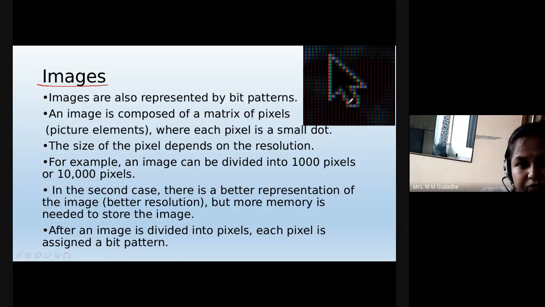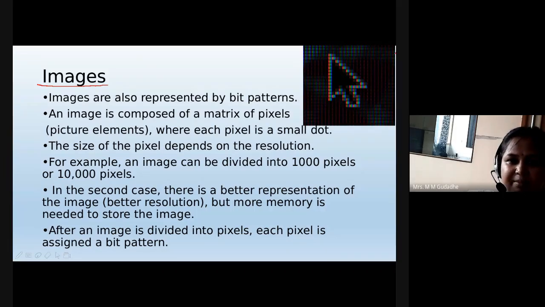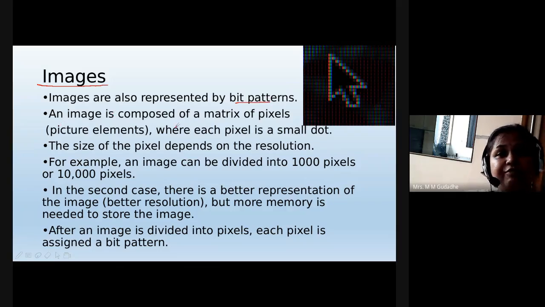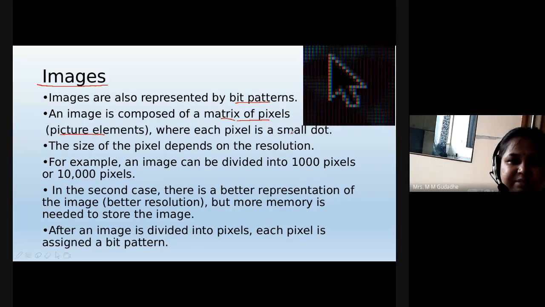So this is how the matrix of your images is nothing but a matrix of pixels. Each and every small dot is represented as a pixel. So images are also represented by a bit pattern. An image is composed of a matrix of pixels. And what are pixels? A pixel is the smallest picture element on your screen. Each pixel is nothing but a small dot.